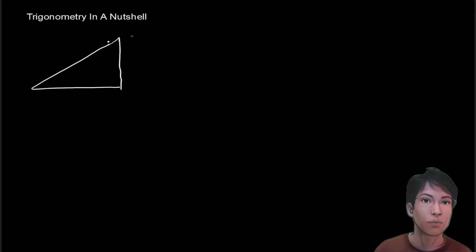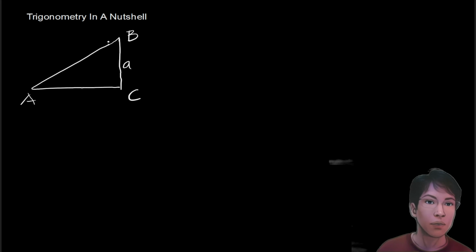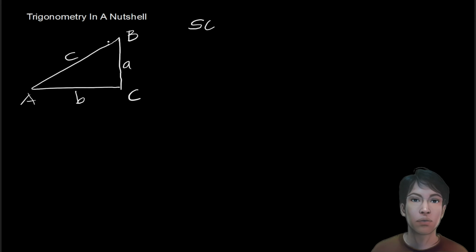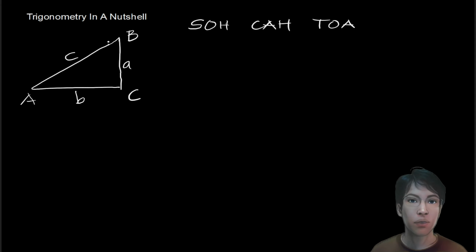So this is A, this is B, and then this is C. This is now side A, opposite of A. Then this is B, and then this is side C. Before that, we have a code, if you remember: SOH-CAH-TOA. That is, the sine of any angle is opposite over hypotenuse.